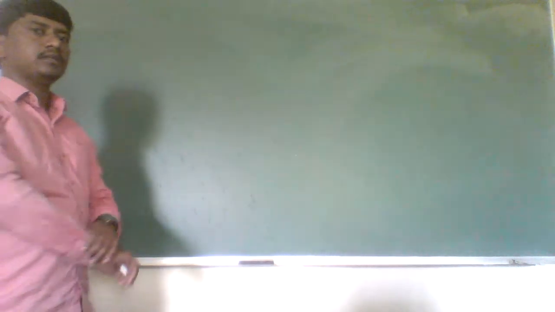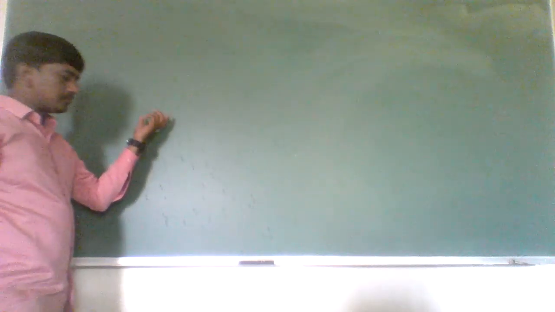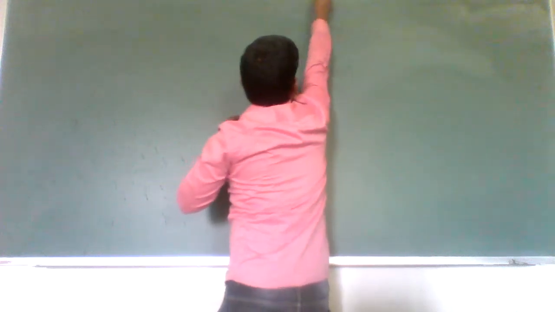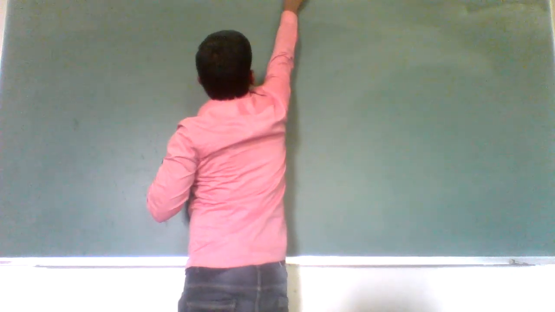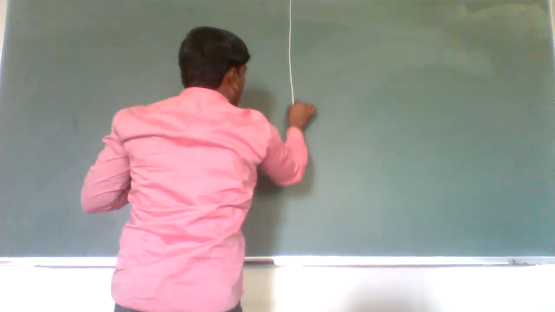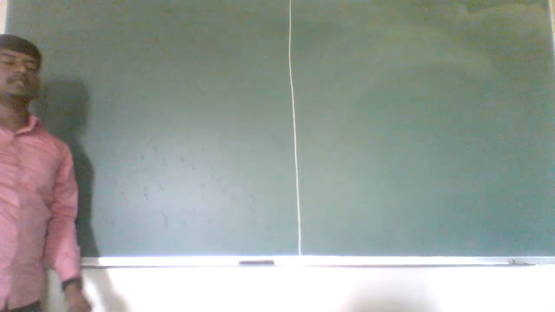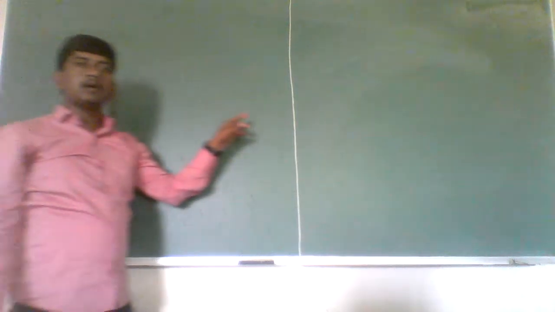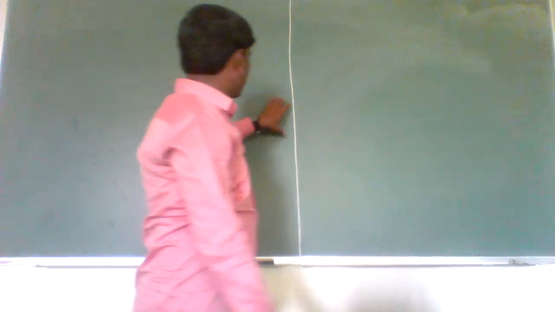In the last lecture we have seen what are posets and examples of posets. After that we have seen what is a Hasse diagram, that is, how to construct a Hasse diagram of a given partial order relation. Now we have to see some special elements in posets.